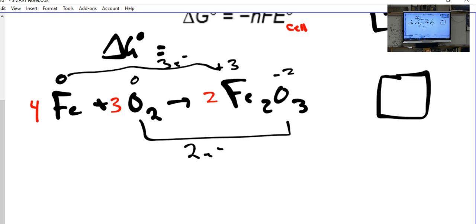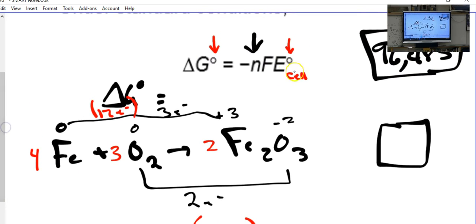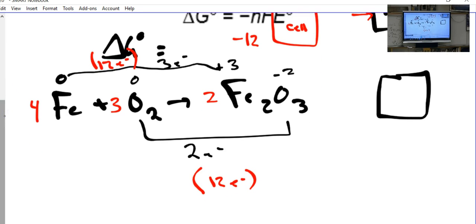So what's the total transfer here? It's 12. All right. And what's 4 times 3? 12. Okay, so now, guess what we have right here? We have negative 12. And then there's F. Now we just have to calculate E naught of the cell, right? So, I don't know. Do I remember right that it's cathode minus anode?